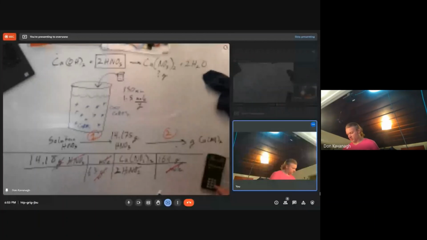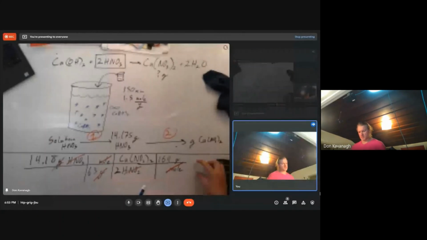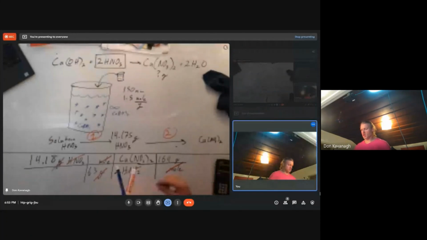I recommend you multiply everything across and then just hit the division button. Don't try to use parentheses. 18.45 grams of calcium nitrate could be produced if this tiny little thimble was poured into this 5-gallon bucket. I hope this helps. Thank you.